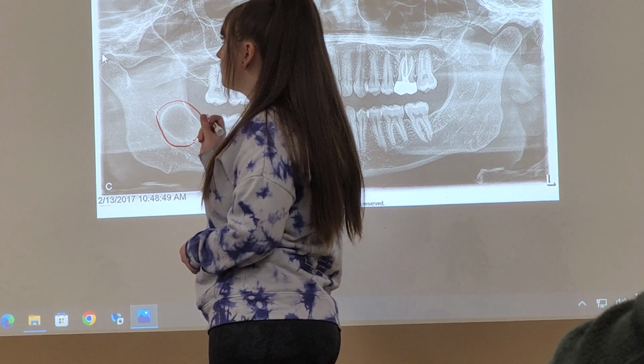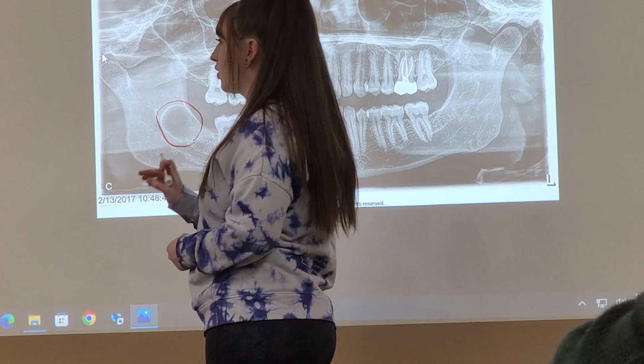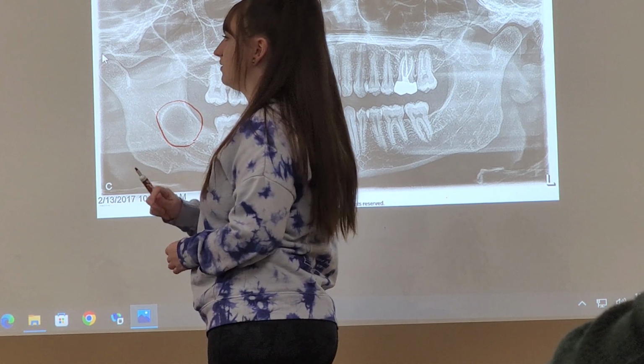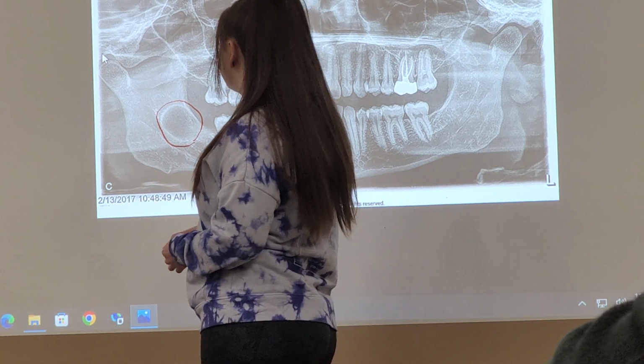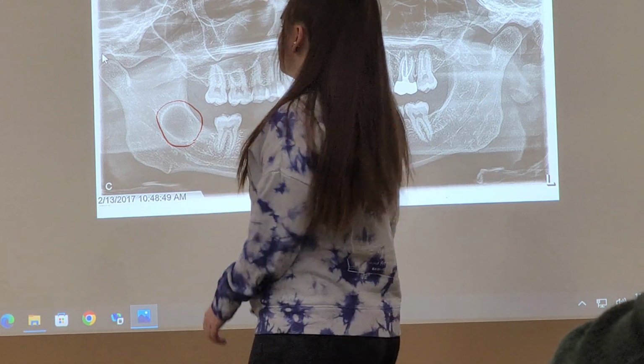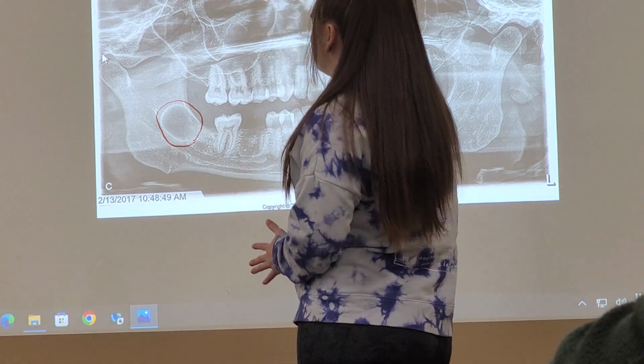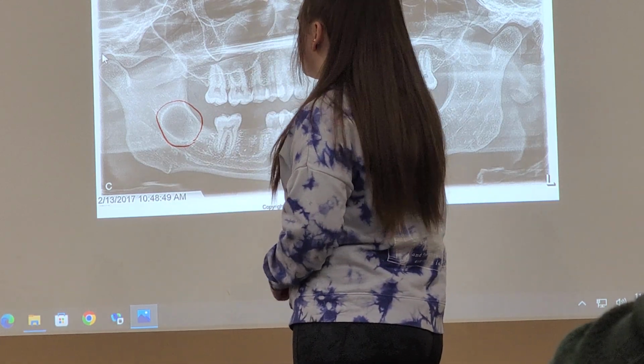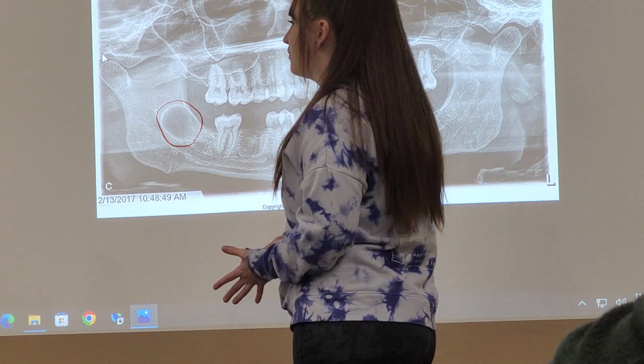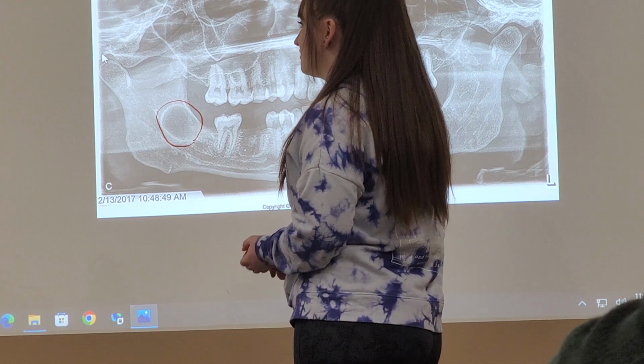The unilocular corticated. Corticated. Yep. What area would you note this in? I would just say in the ramus of the mandible. You could, yeah, right side.